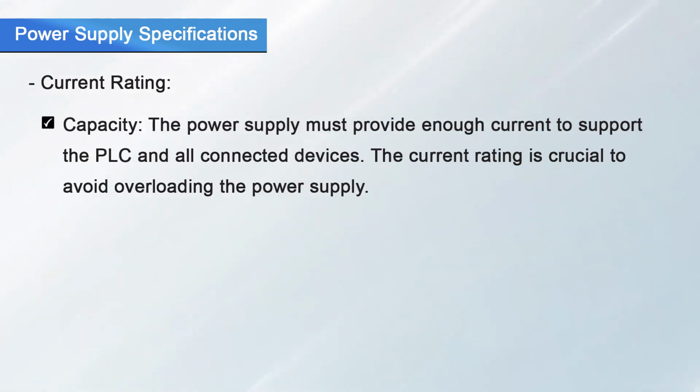Next is the current rating. Now the capacity of the current rating. The power supply must provide enough current to support the PLC operation and also all the connected devices. The current rating is very crucial and important to avoid overloading of the power supply and to prevent damage to the system.